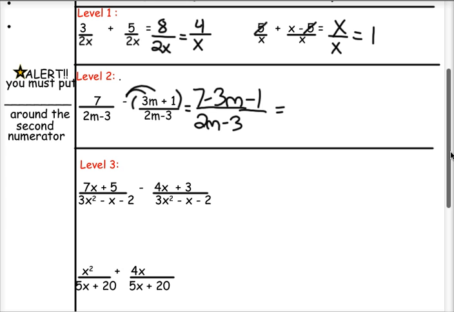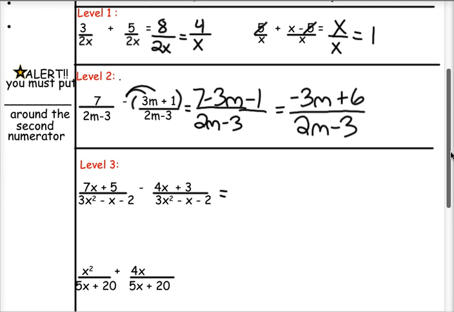So when you get that, negative 3m, 7 minus 1 is 6. And then the bottom doesn't change. So again, be very careful when you're subtracting that you're using those parentheses and putting that negative throughout, that you're remembering that parenthesis or that negative distributes throughout.